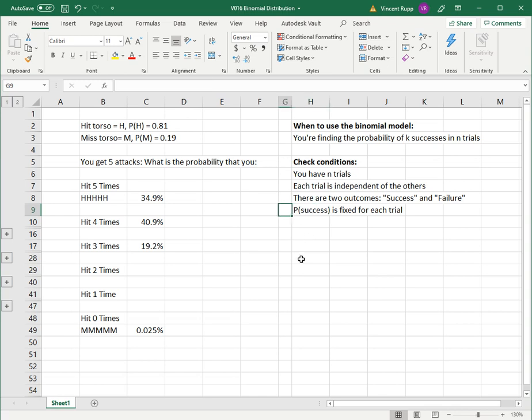It's more complicated. So now in the next video, let's look at how to do these calculations much, much faster using the fact that we're in a binomial model.